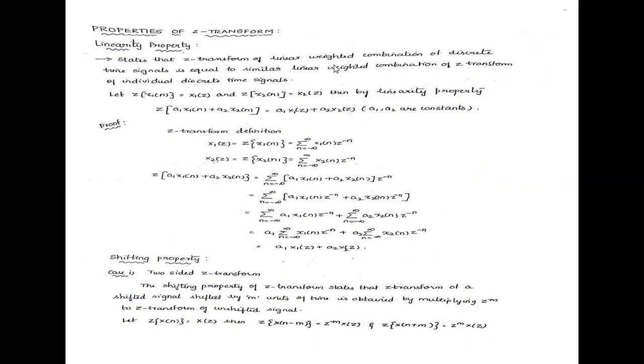Okay, a few of the properties have the same names in the Z transformation also. The first property is the linearity property, which we already discussed in the Fourier transform and Fourier series. There is a linearity property in the Laplace transformation, in the Fourier transformation, and with the Z transformation also we have the linearity property, but the definition is different.